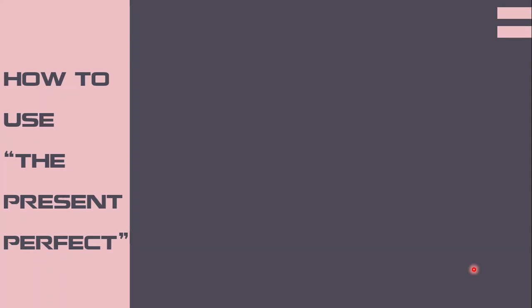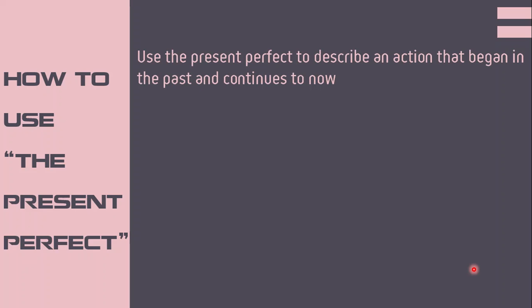So now let's have a look at the present perfect in use. How to use the present perfect tense. We use the present perfect to describe an action that began in the past and continues to now. We usually have two words, for and since, in the sentence of the present perfect tense.